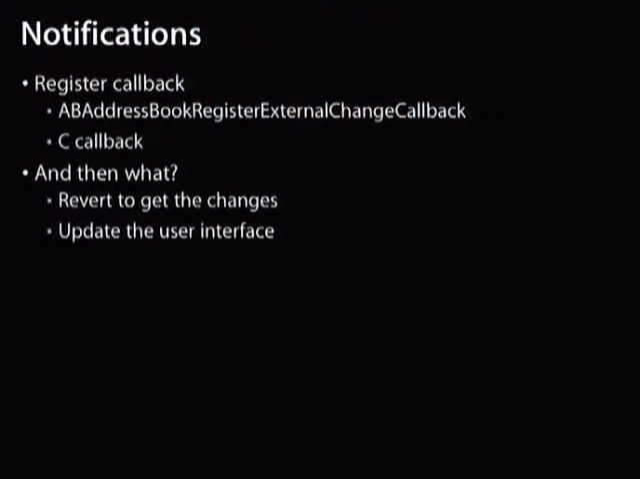So that's good if the database changed while you were gone, while you were between launches of your app. You can also get notifications when the database changes while your app is running. There's this AB address book register external change callback. You pass it a C function that will get called whenever the database changes externally. Then you have two things you can do. There's the first called AB address book revert that will get the changes from the address book, and then you should update your user interface.